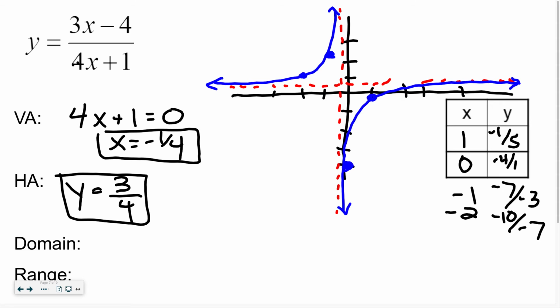Okay. Because you're working with a rational function, something made up of a numerator and a denominator, you're likely going to get fraction answers. So don't be freaking out when the numbers for y aren't always nice. They won't be. It's okay. Domain will be all x's except -1/4. And range will be all y's except 3/4. Does anybody have any questions for me about that example?